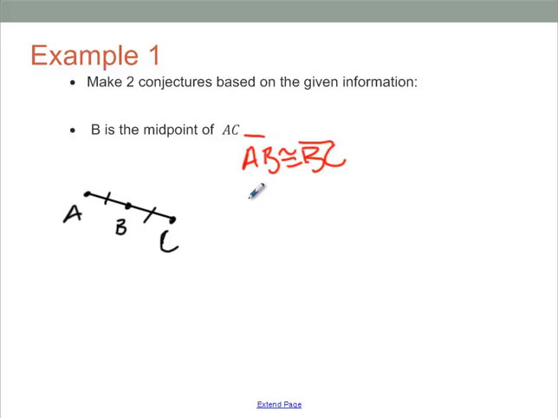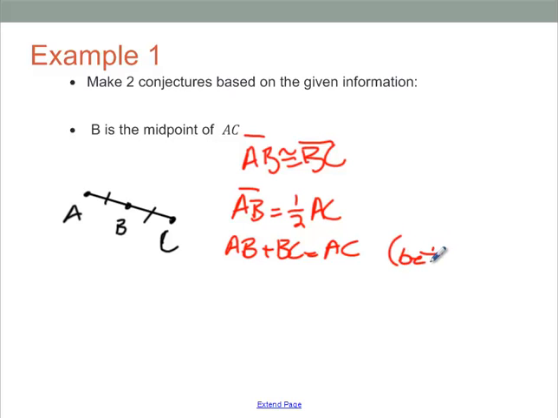Another conjecture we can make is kind of a play off of that, and it's that AB is 1/2 of AC, where each one of these is 1/2 because they're equal. And a third conjecture, it's not because it's a midpoint, it's just because it's a point in between the two, is we can say that if I add those up, I get the entire segment. That doesn't have to be midpoint. Instead of midpoint, this one could be just saying between.